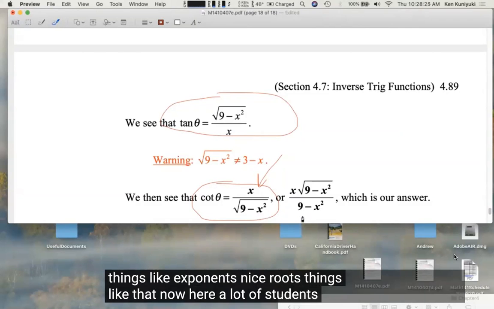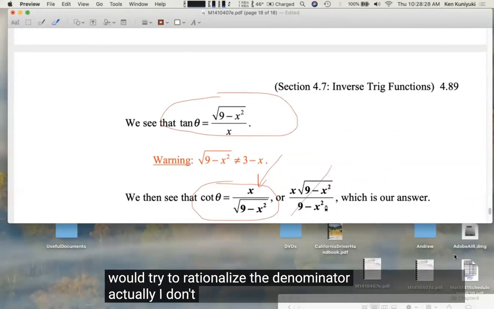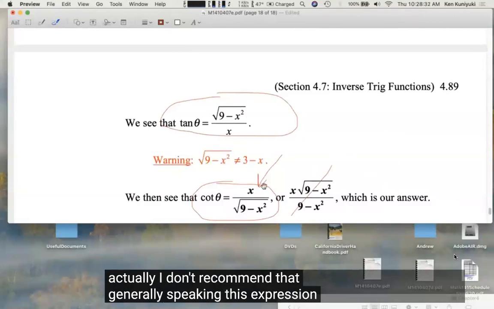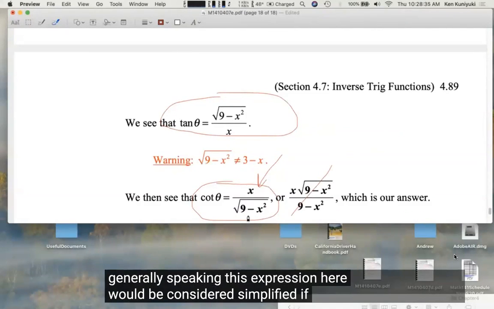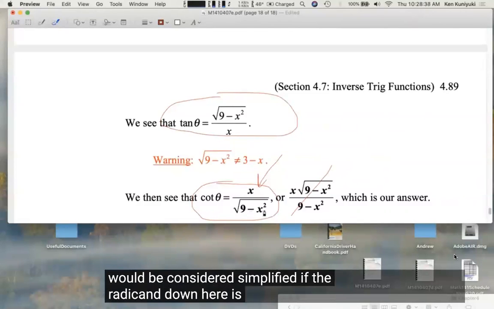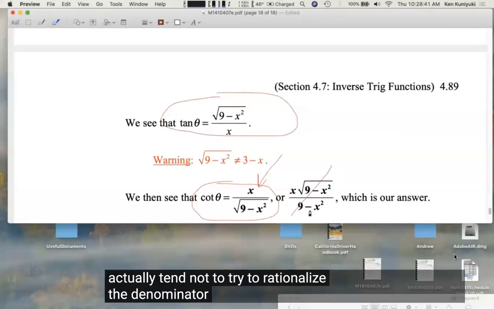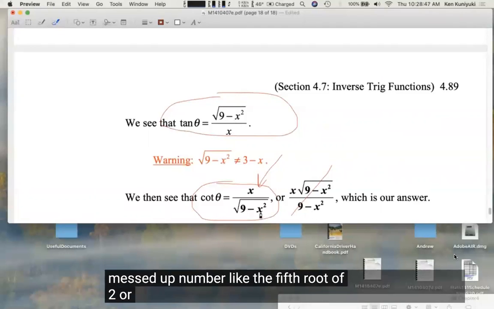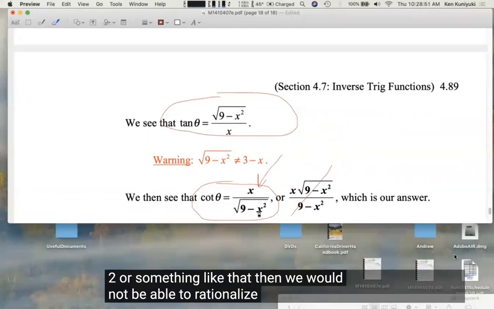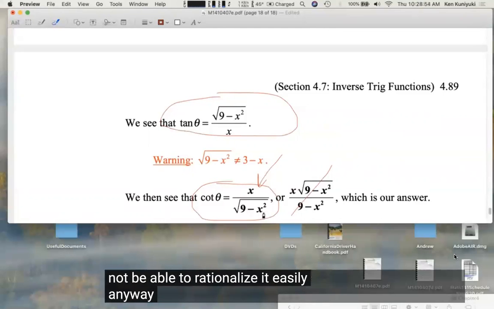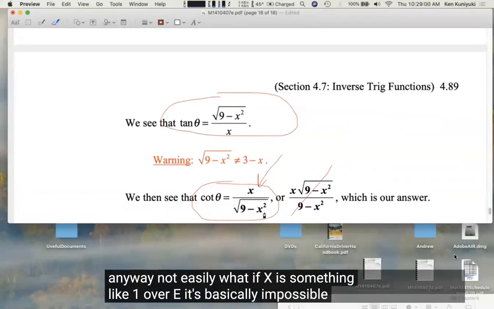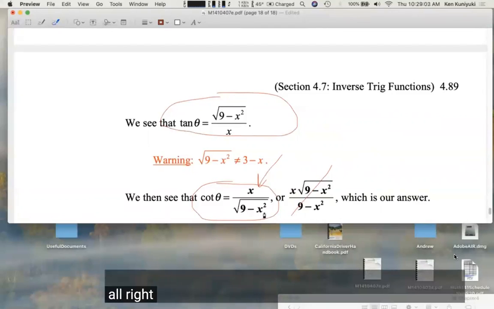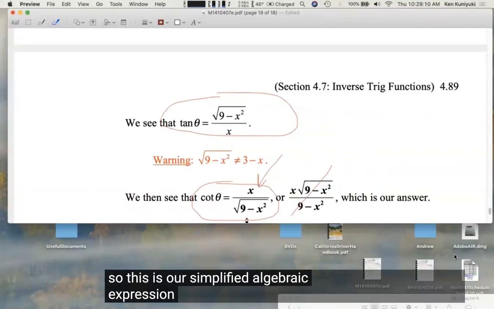Now here, a lot of students would try to rationalize the denominator. Actually, I don't recommend that. Generally speaking, this expression here would be considered simplified. If the radicand down here is variable, we actually tend not to try to rationalize the denominator. For example, if x is a messed up number, like the 5th root of 2 or something like that, then we would not be able to rationalize it easily anyway. Not easily. What if x is something like 1 over e? It's basically impossible. All right, so this is our simplified algebraic expression.